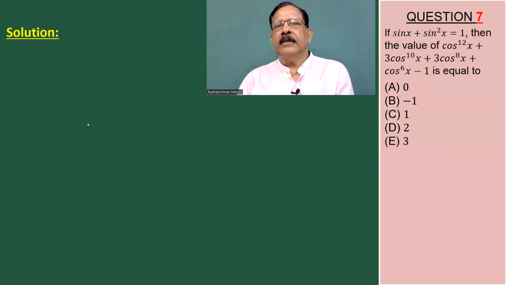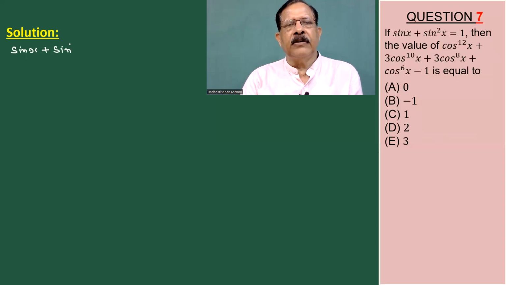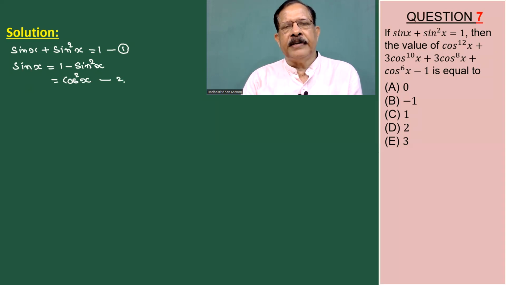So, the seventh question. It is given that sin x plus sin squared x is equal to 1. Let us call this equation 1. We can simplify this. So sin x is equal to 1 minus sin squared x. You know that 1 minus sin squared x is cos squared x. Let's call it equation 2.